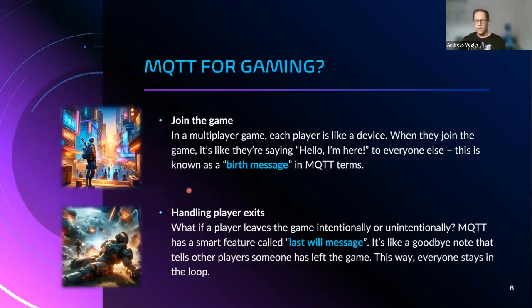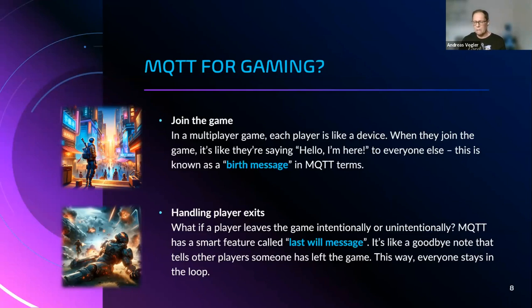So players are joining the game, and in MQTT we have this very similar, well-known thing, the birth message. So when a player joins the game, he will initially publish the birth message so that all the other players know that a new player joined the game, and maybe some additional information of the player. But also more important is how to handle player exits. So what if a player leaves the game intentionally or also unintentionally? And that is the more interesting part.